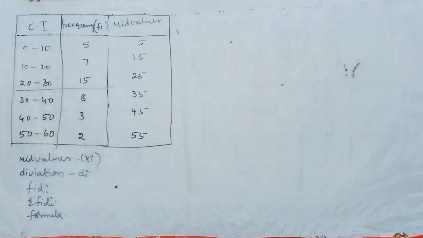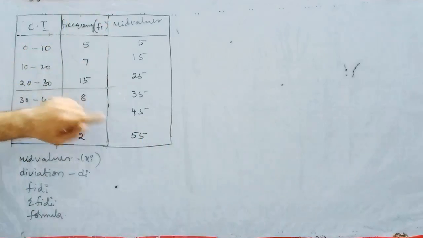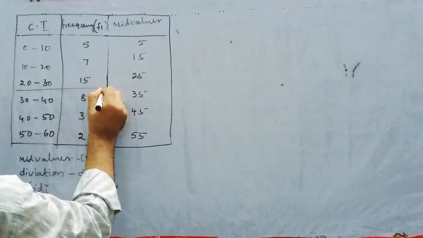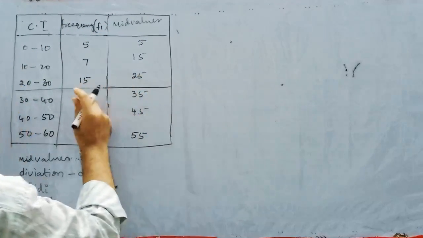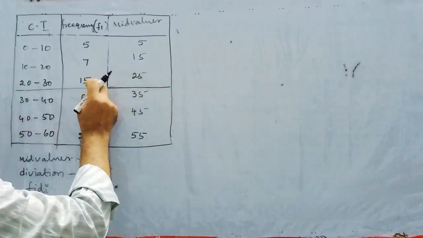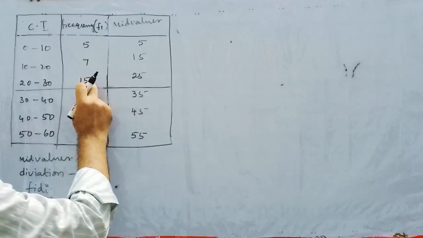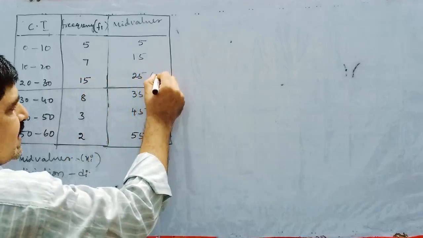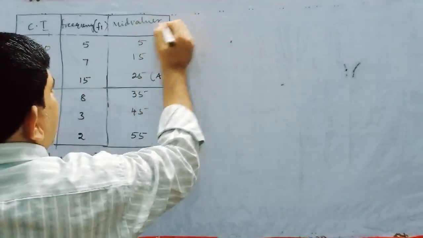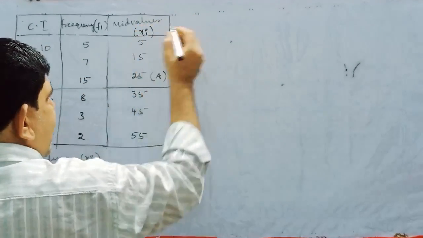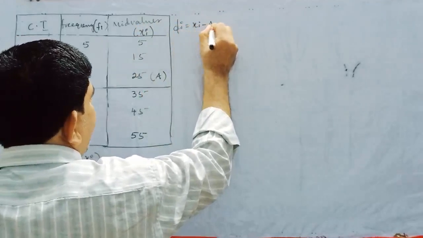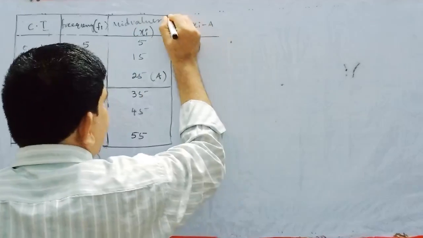Okay. Next, from these mid values we have to assume one value taken as a. So generally we take a as the mid value of the highest frequency. Okay. The mid value of the highest frequency is taken as a in general. Okay. Next one, mid values are taken as xi. Next deviation, di is equal to xi minus a. Deviation xi minus a.